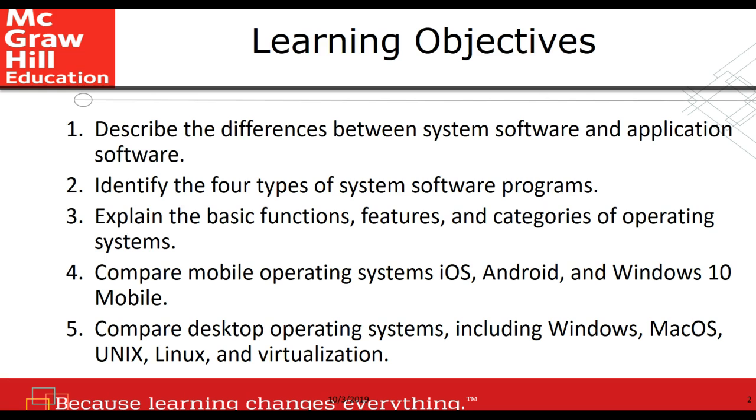The first one is to describe the difference between system software and application software. Next is identify the different types of system software, explain the basic function and categories of operating systems, and compare and contrast different mobile operating systems. And the last one is compare and contrast desktop operating systems. So let's get started.